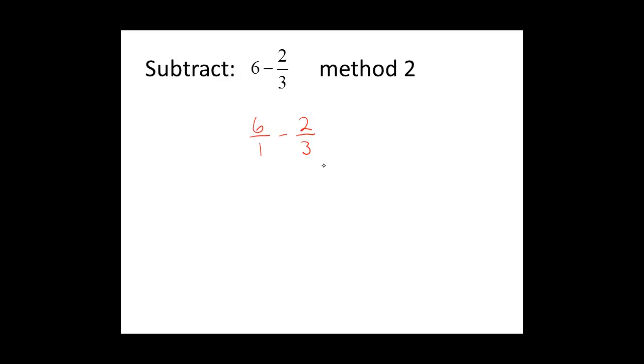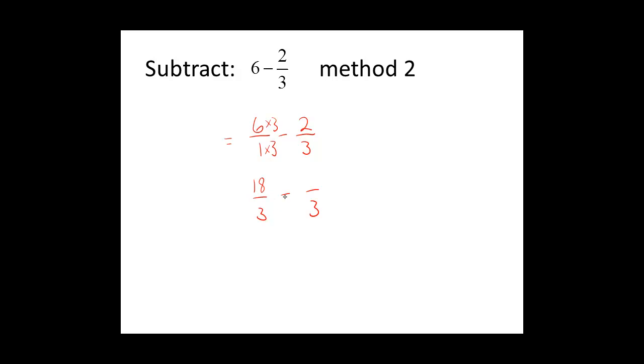We need to find a common denominator. 1 and 3, the least common multiple of 1 and 3 is going to be 3. So we need to write these fractions with 3's in the denominator. What did I multiply 1 by to get 3? I multiplied by 3. So I need to multiply the numerator by 3 as well in order to keep it an equivalent fraction. 6 times 3 is 18.